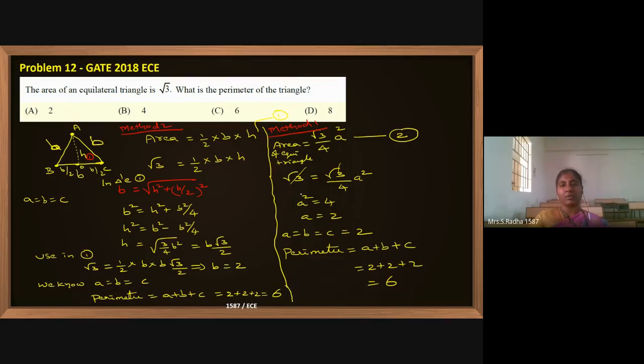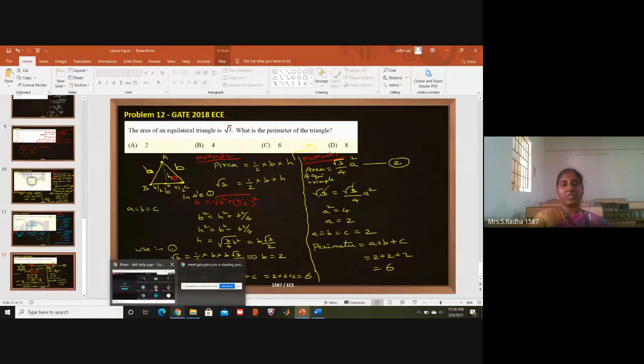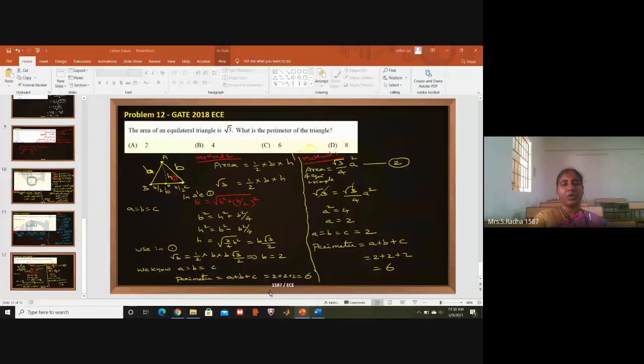This is another method. If you remember the equation for the area of an equilateral triangle, you can proceed with that equation, and it is much easier. Otherwise, equation 1 is the general formula for the area of any triangle, so in that method also you can proceed and find the answer. In both cases it comes as 6. The answer is 6, as it is very clear. Option C is the correct answer.